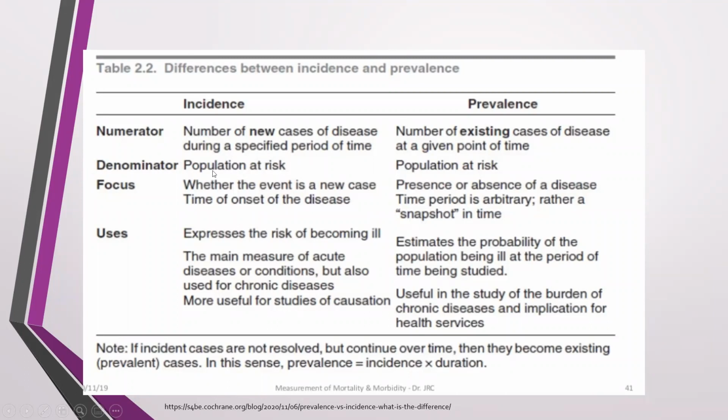The focus for the incidence is whether the event is a new case and the time of onset, whereas for the prevalence it is the presence or absence of the disease, and the time period is arbitrary. And usage is to express the risk of becoming ill and is the main measure of acute diseases, whereas prevalence estimates the probability of the population being ill, and is useful in the study of burden of chronic diseases and implications for health services.